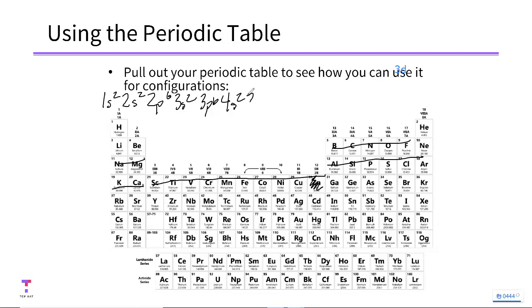We're in the 3D block. 1, 2, 3, 4, 5, 6, 7, 8, 9, 10. Zinc is the 10th in that group. So its configuration ends with 3d10.